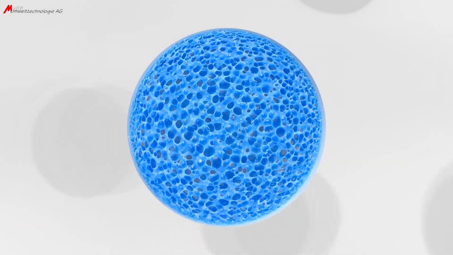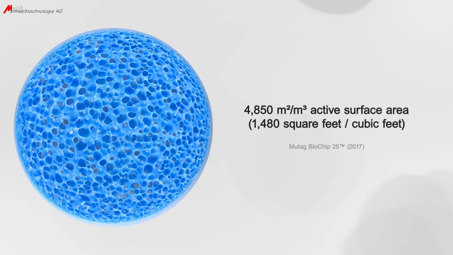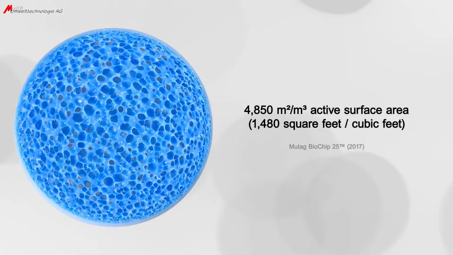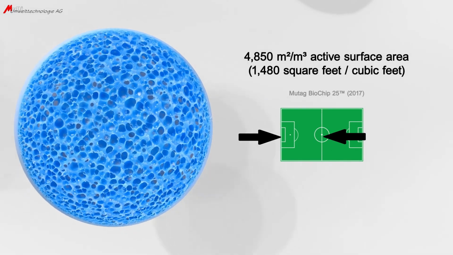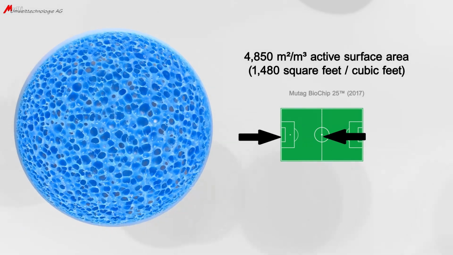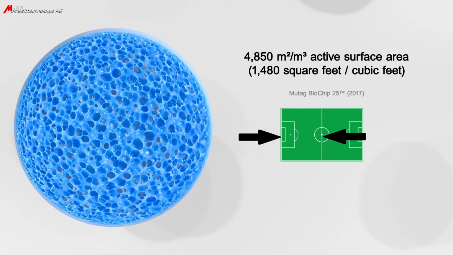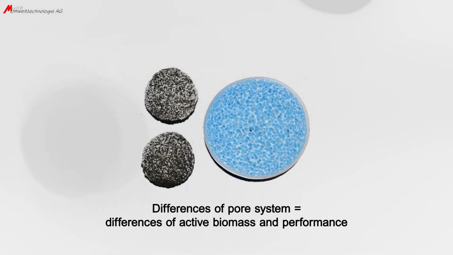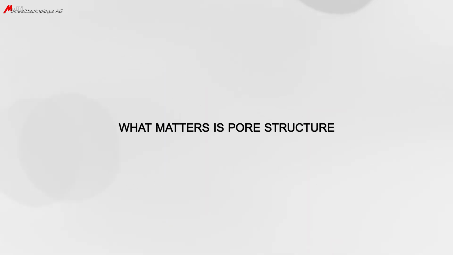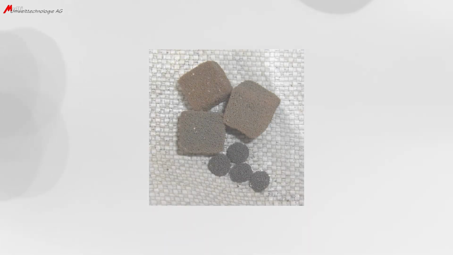The active surface area of the Mutag BioChip is certified with 4,850 square meters per cubic meter or 1,480 square feet per cubic feet. It is, however, not the surface area which is important for the removal performance. Crucial is the amount of active biomass in the pore system. A pure surface comparison of porous carriers is not correct and can lead to extreme differences in the removal performance.